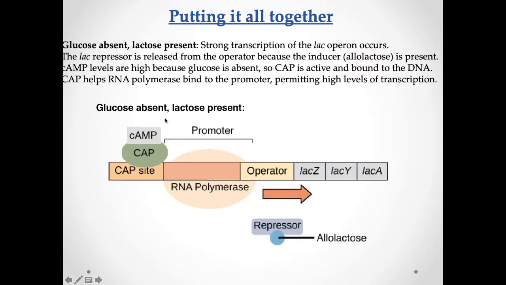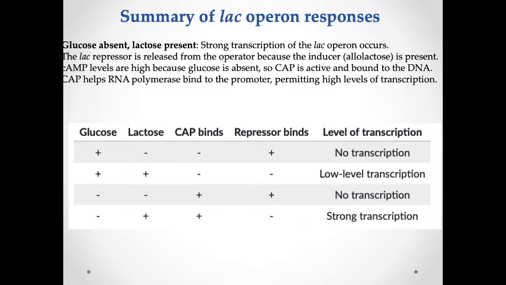The other side: glucose absent and lactose present. If lactose is present, allolactose will attach to the repressor, and then you will have the transcription. Also, glucose is absent, so cAMP will be produced, CAP will be activated, and it will attach to the CAP site. So this is the summary of lac operon responses.